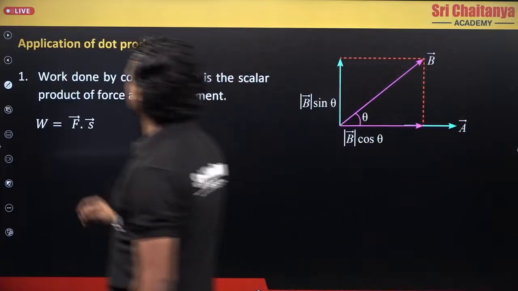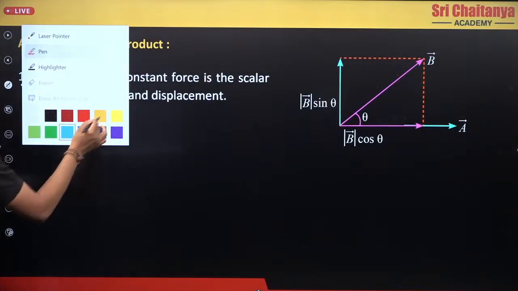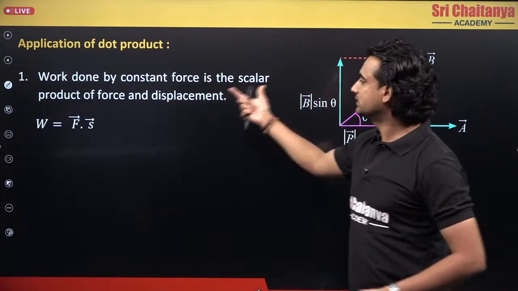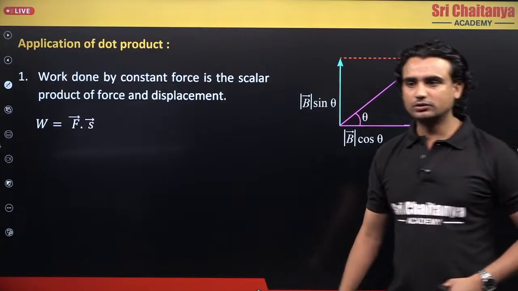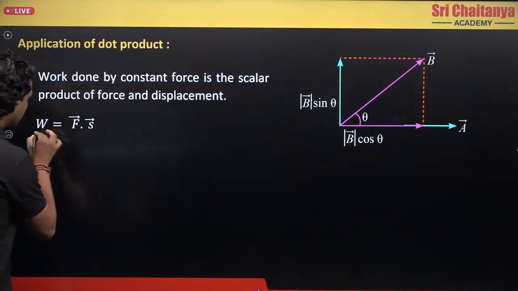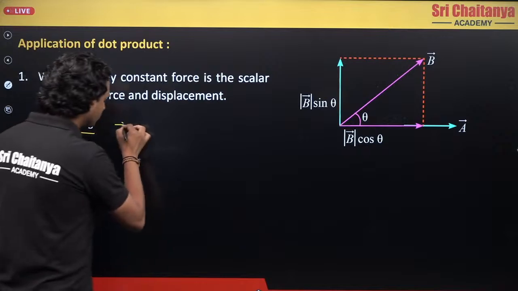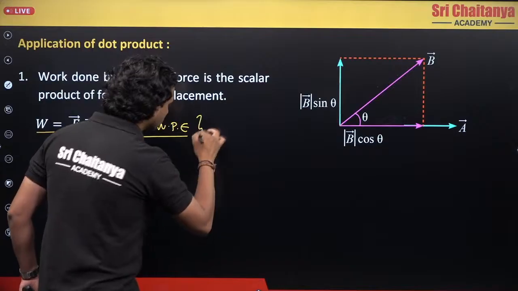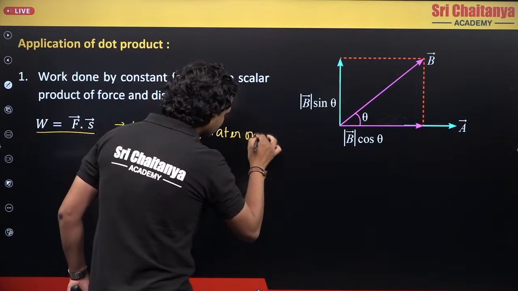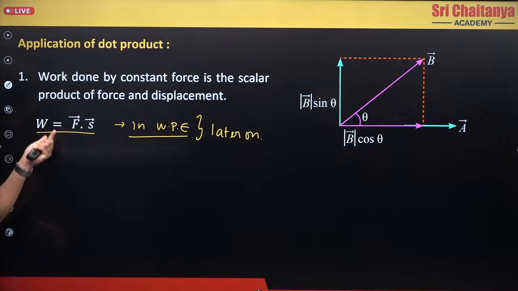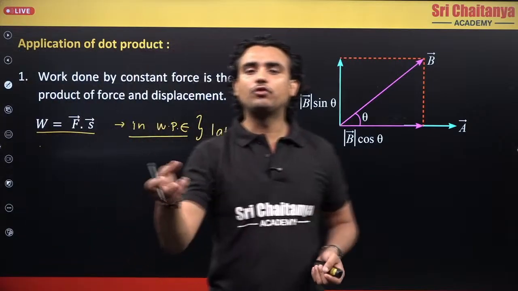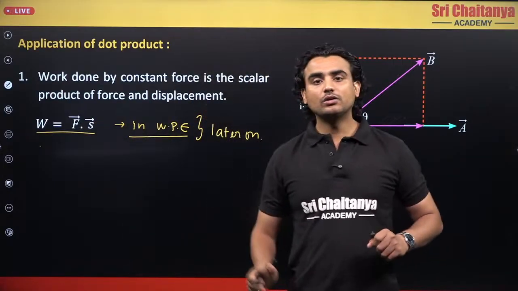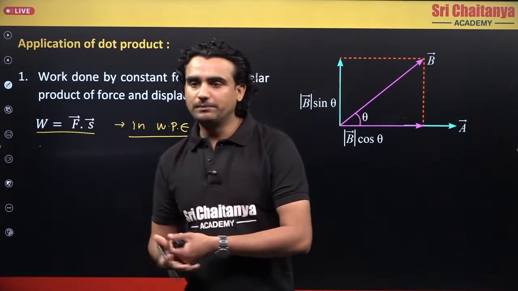Now, next, applications of dot product. So work done by a constant force is the scalar product of force and displacement. Later on, in your work, power and energy chapter in physics, I will say that work done is the dot product of force and displacement, where F is force and S is displacement. So this is where the use of dot product comes in.